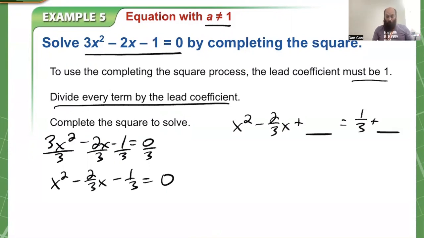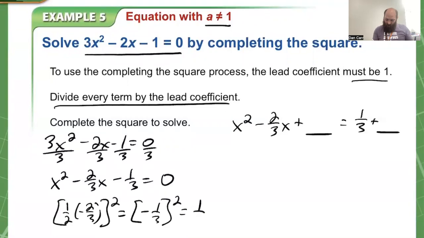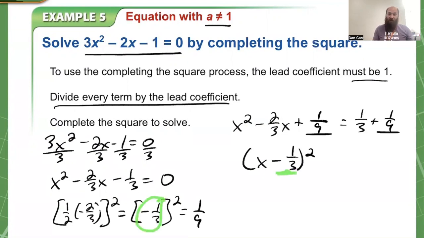Okay, so what I did before, I'm going to take 1/2 of the negative 2/3 and then I square that. So that is going to be 1/2 of negative 2/3. That'll actually be a negative 1/3 squared is equal to a positive 1/9. So that's what gets added to both sides. We got 1/9 here and then 1/9 here. So this will factor into x minus 1/3 squared. Remember, the shortcut on this is this value is what goes into the factored form. And that's going to equal 1/3 plus 1/9, which will give me 4/9.